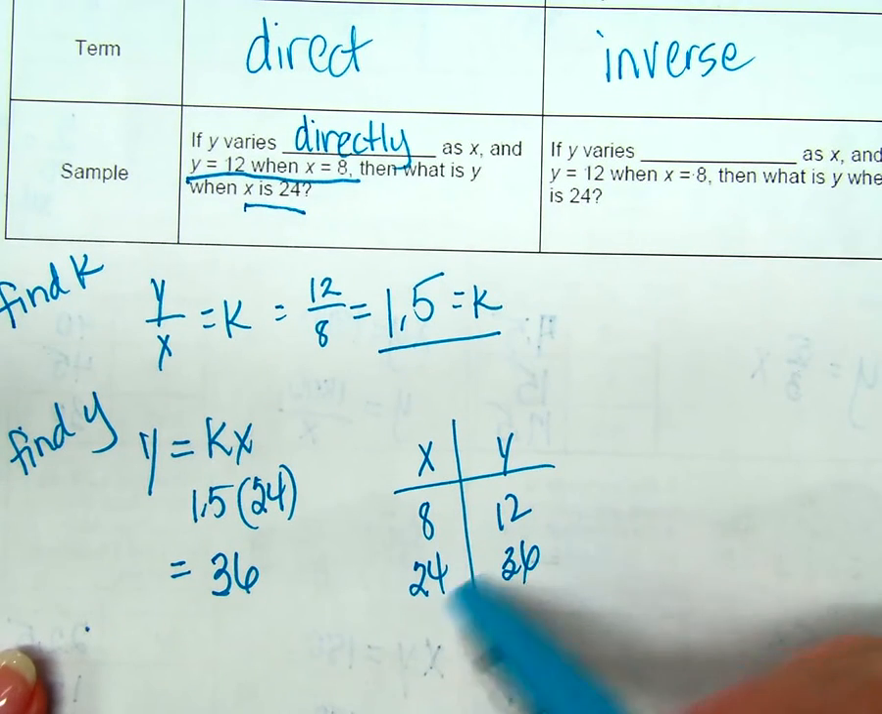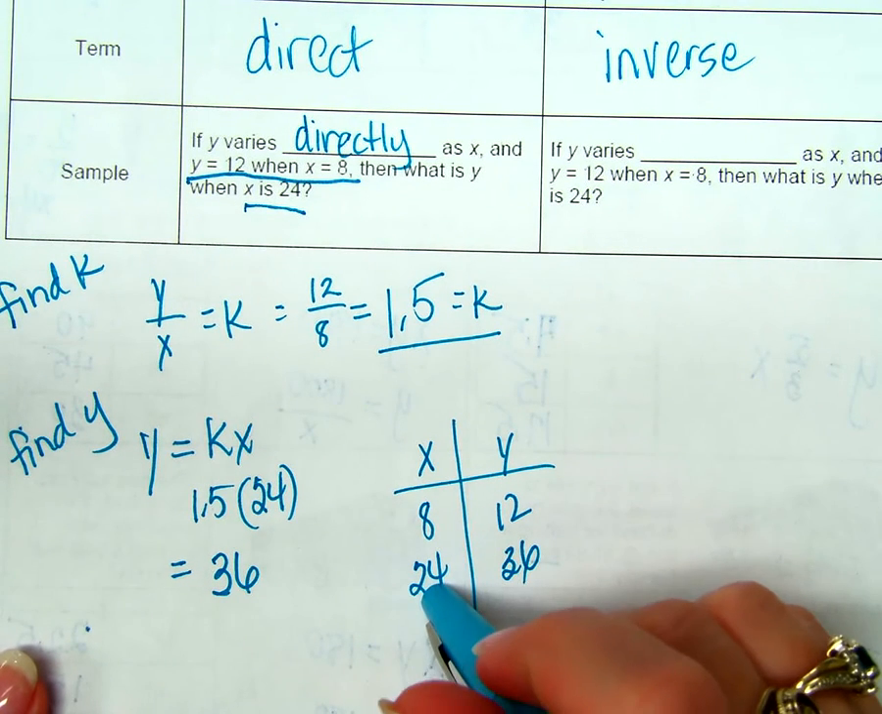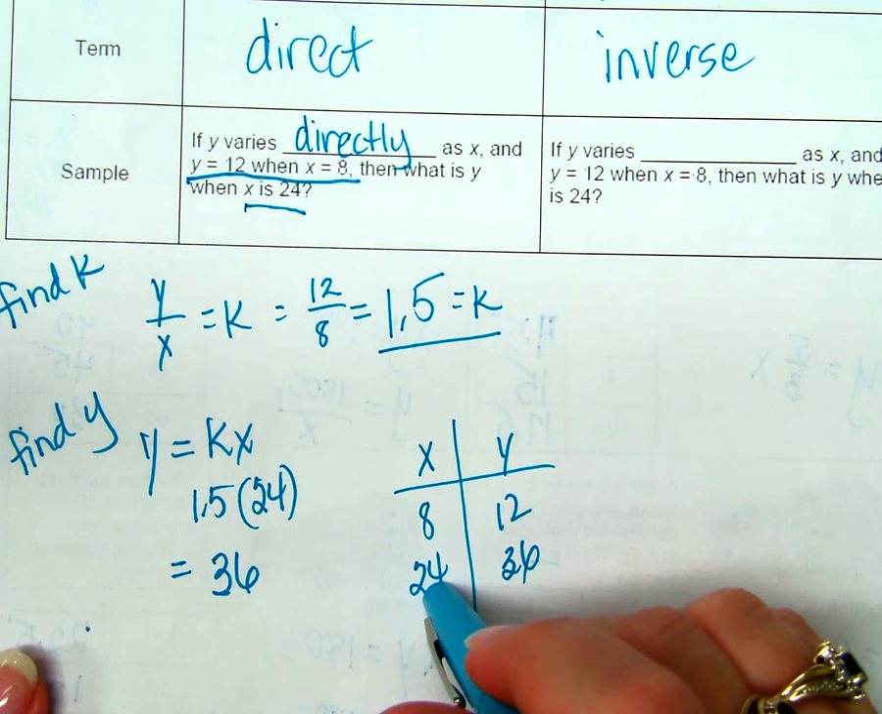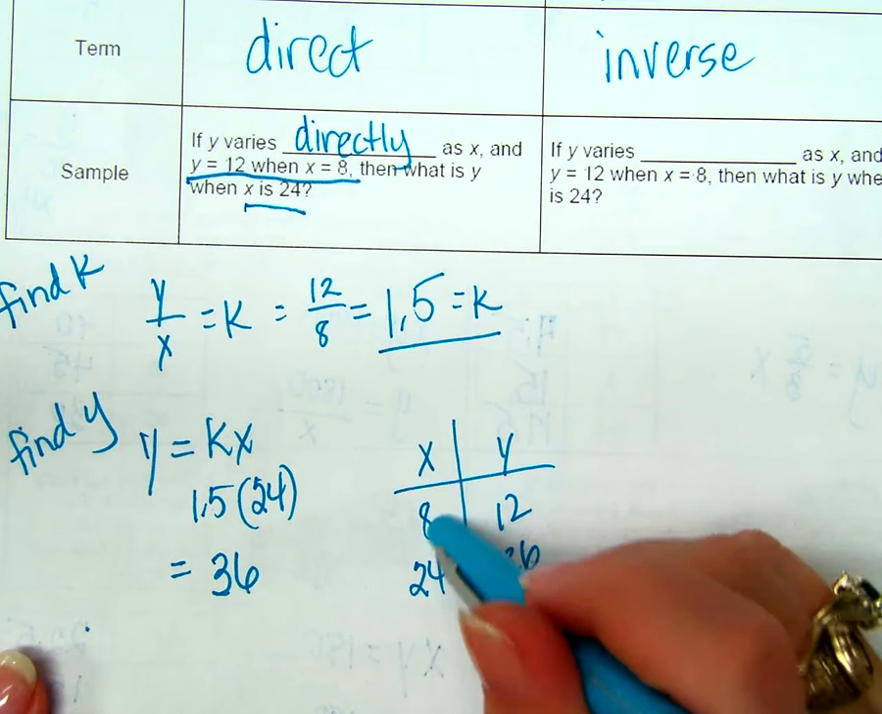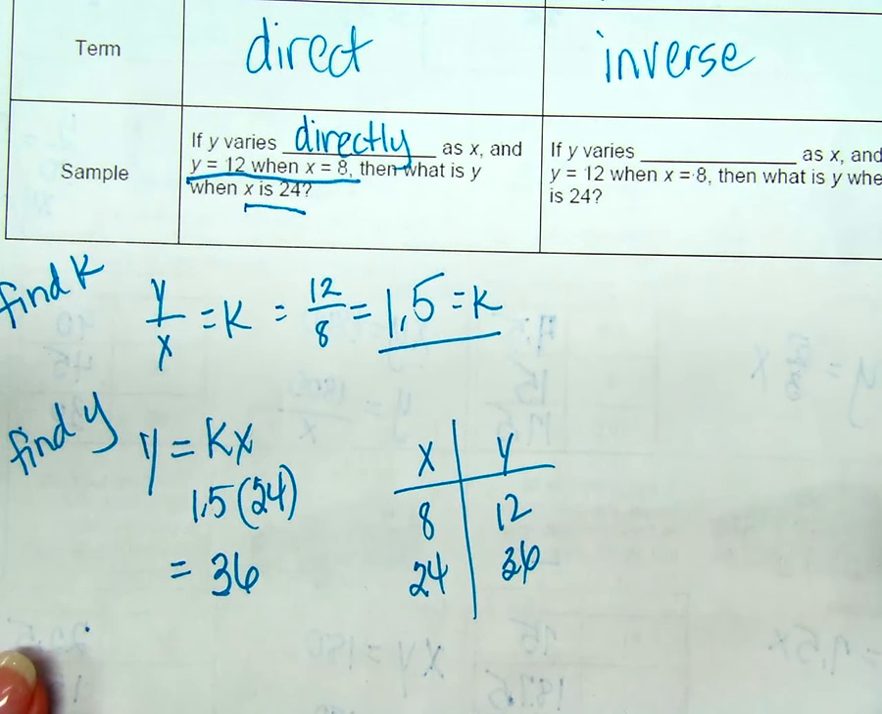What's 36 divided by 24? Do it. 36 divided by 24, what is it? 1.5. What's 12 divided by 8? So do they have a common ratio? Yes. So this is direct variation.